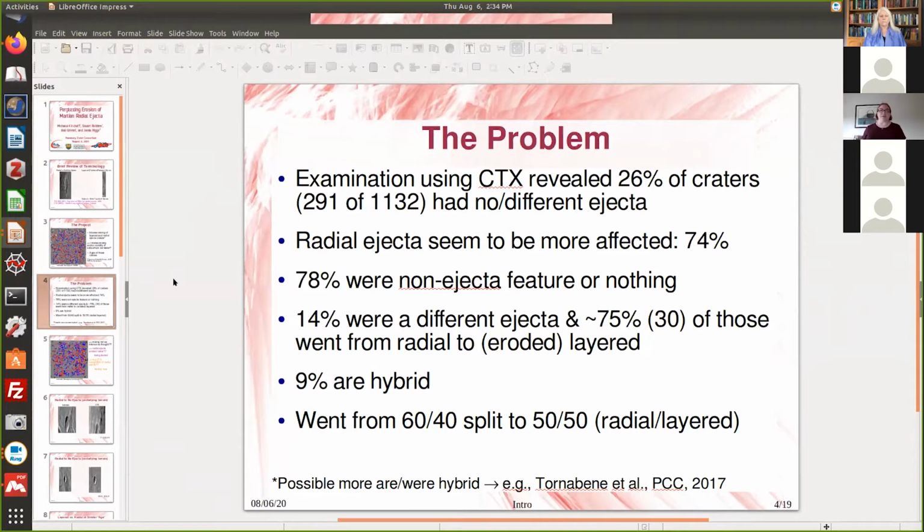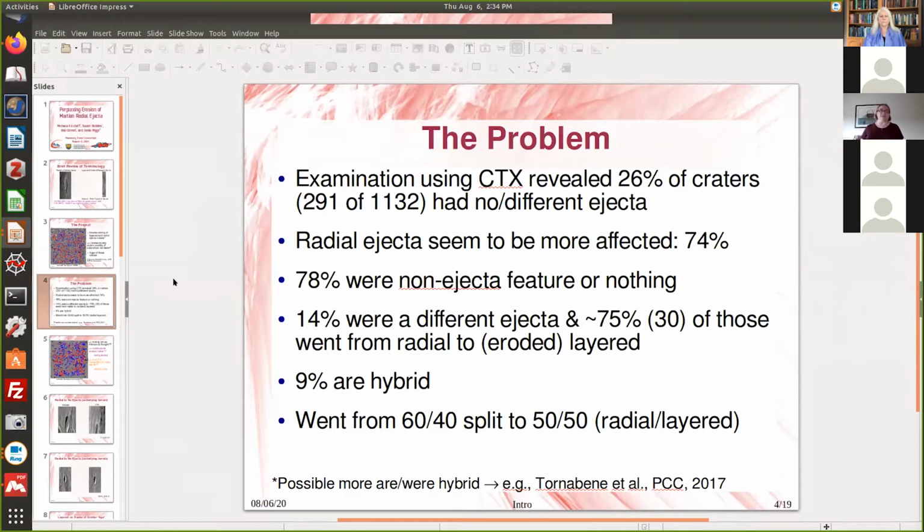78% of these radial ejecta, well, actually 78% of all of the craters eventually were classified by me to possibly have no ejecta feature, or nothing was there. By non-ejecta feature, I mean it was possibly the topography of the surface around the crater rather than being an ejecta blanket.